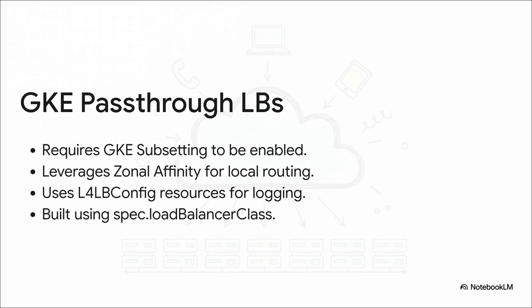You'll also want to use the traffic distribution field set to prefer same zone. This tells GKE to prioritize routing traffic that originates from a zone to nodes and pods within that exact same zone, which just vastly improves your latency. Also, if you need observability, you can use L4LB config resources to specify exactly what percentage of packets should be sampled and logged to cloud logging. And of course, all this is built using the load balancer class spec for regional L4 deployments.